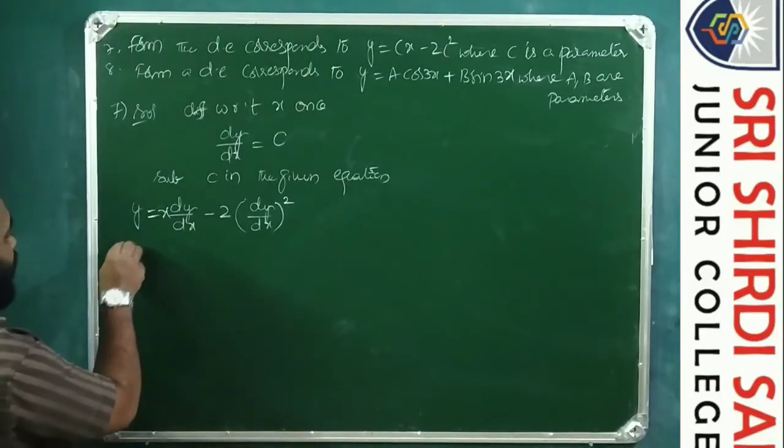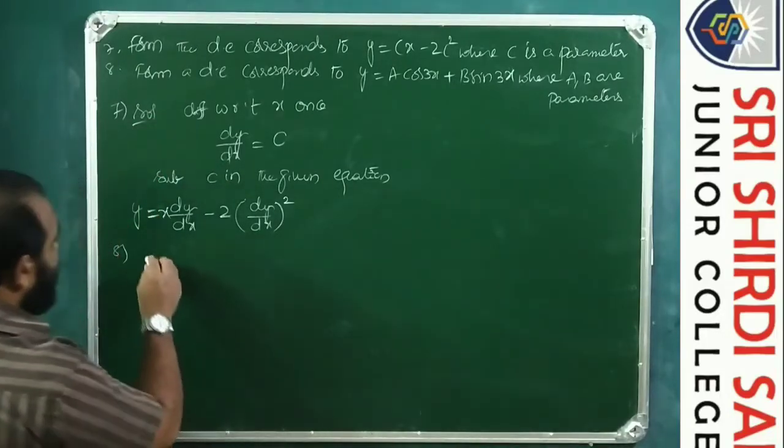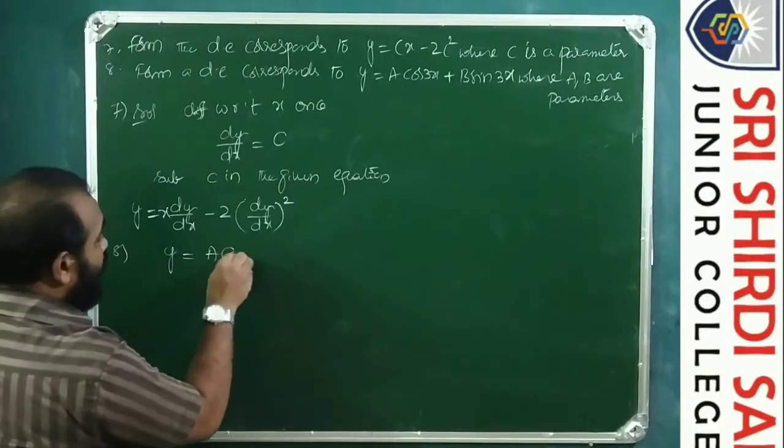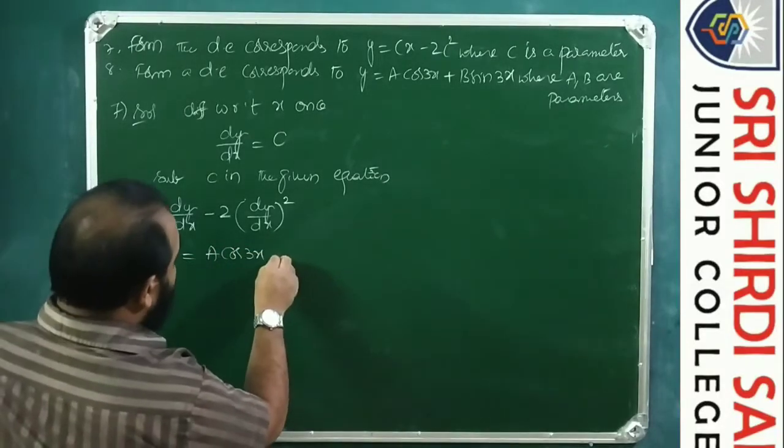Now the 8th question solution is y is equal to a cos 3x plus b sin 3x.